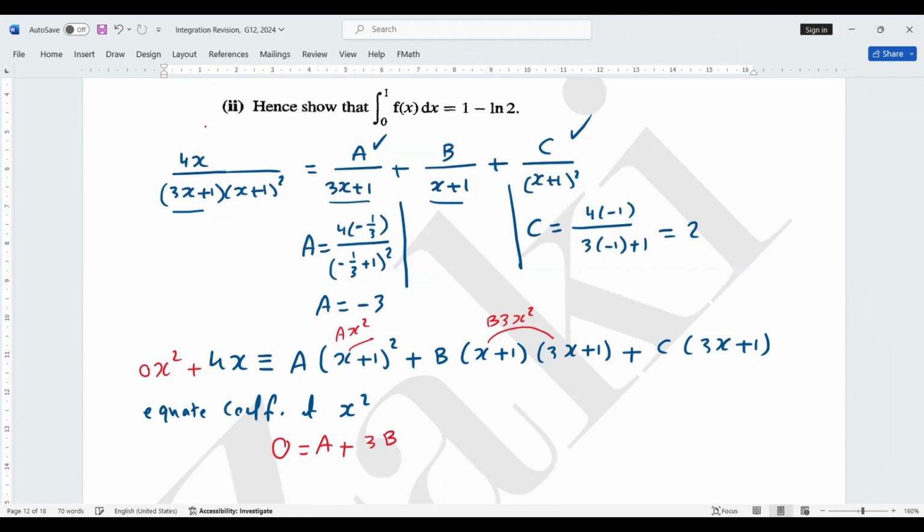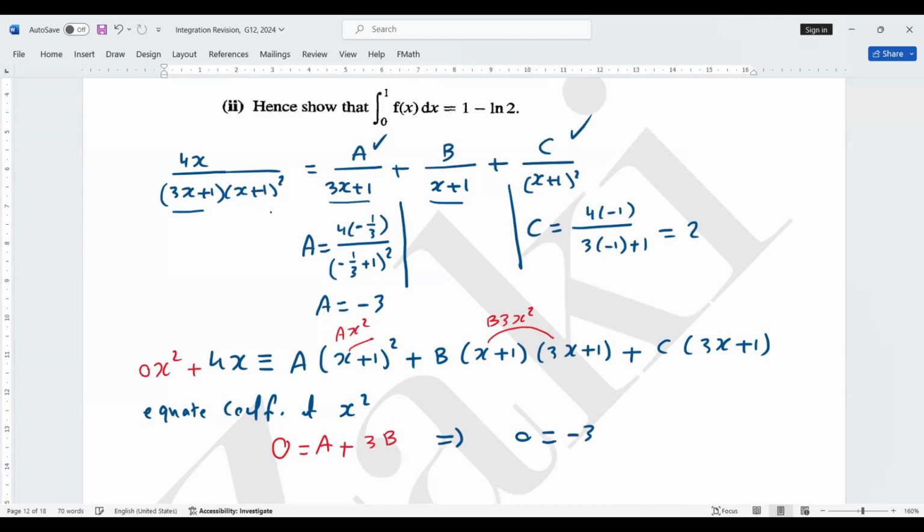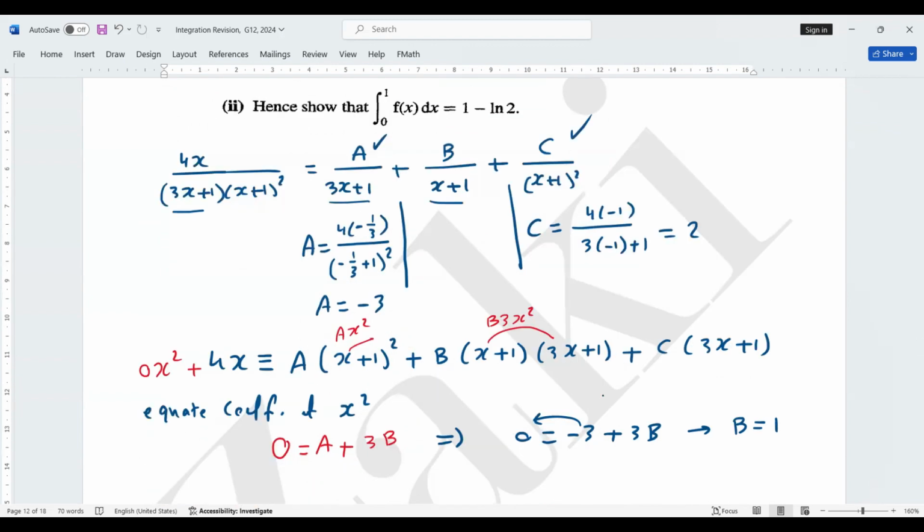There is no x squared in the last one. Already, we got the value of a before. 0 equals negative 3 plus 3b. Shift negative 3 to the other side, becomes 3. 3 divided by 3, 1. Then the value of b is 1. Now we need to integrate from what? From 0 to 1. So the integration from 0 to 1.